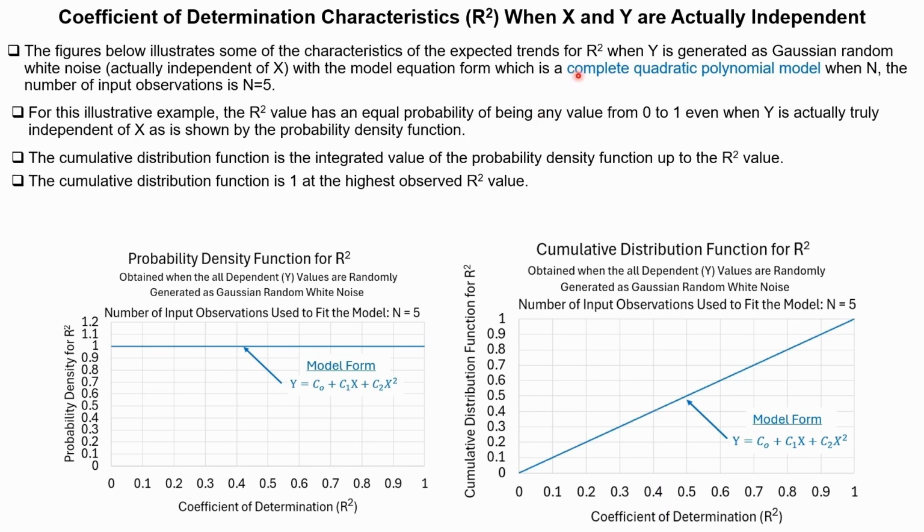In the previous slide, we talked about the average R-squared value one could expect when the dependent variable y is generated as a Gaussian or normal or bell-shaped random white noise function, which is actually independent of x.